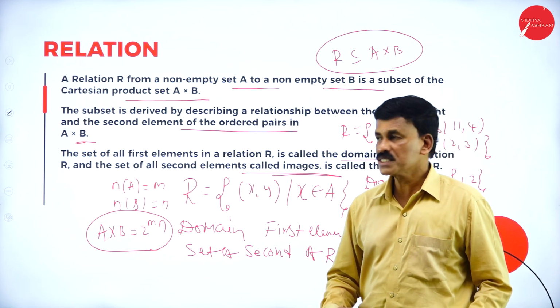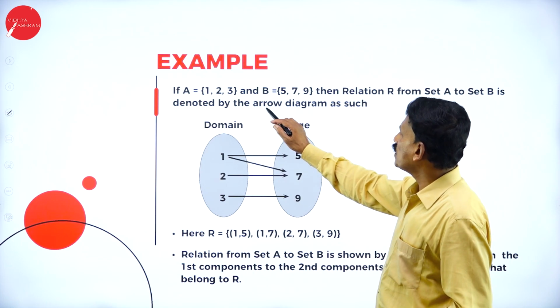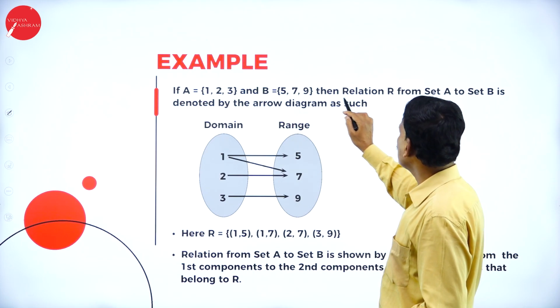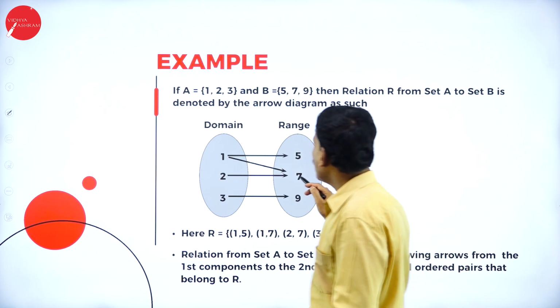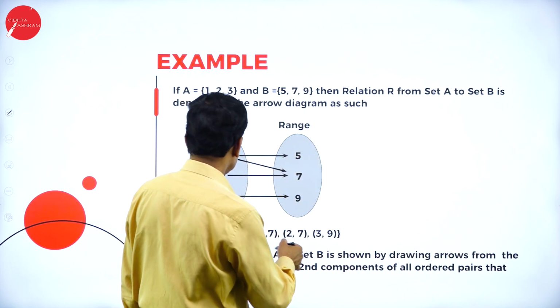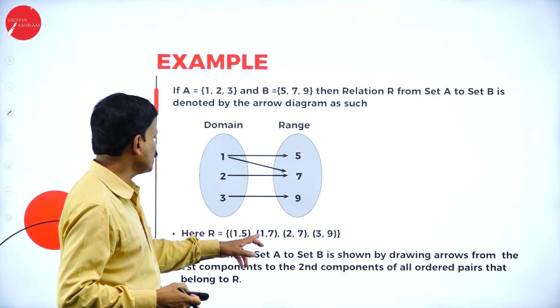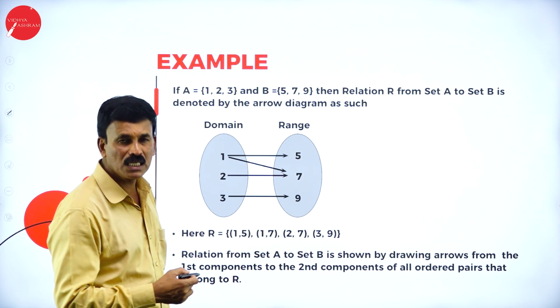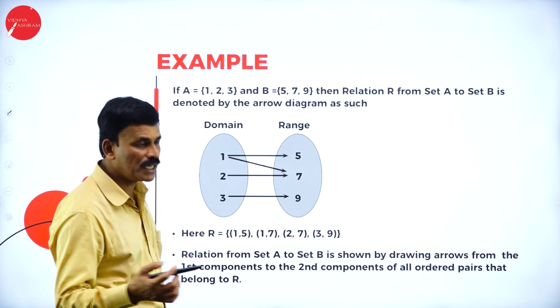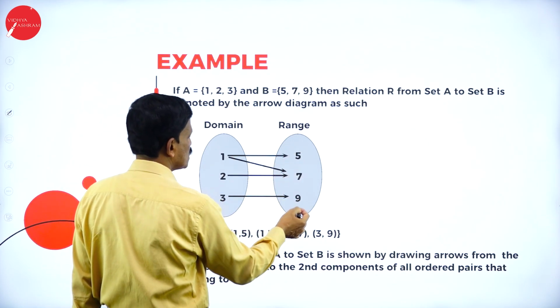Now let us come to the next concept. Let me take an example. If A is equal to {1, 2, 3} and B is equal to {5, 6, 7}, then the relation R from set A to set B is denoted by an arrow mark. Suppose R is equal to {(1, 5), (1, 7), (2, 7), (3, 9)}. This relation is represented by an arrow diagram. A contains 1, 2, 3 and B contains 5, 6, 7.